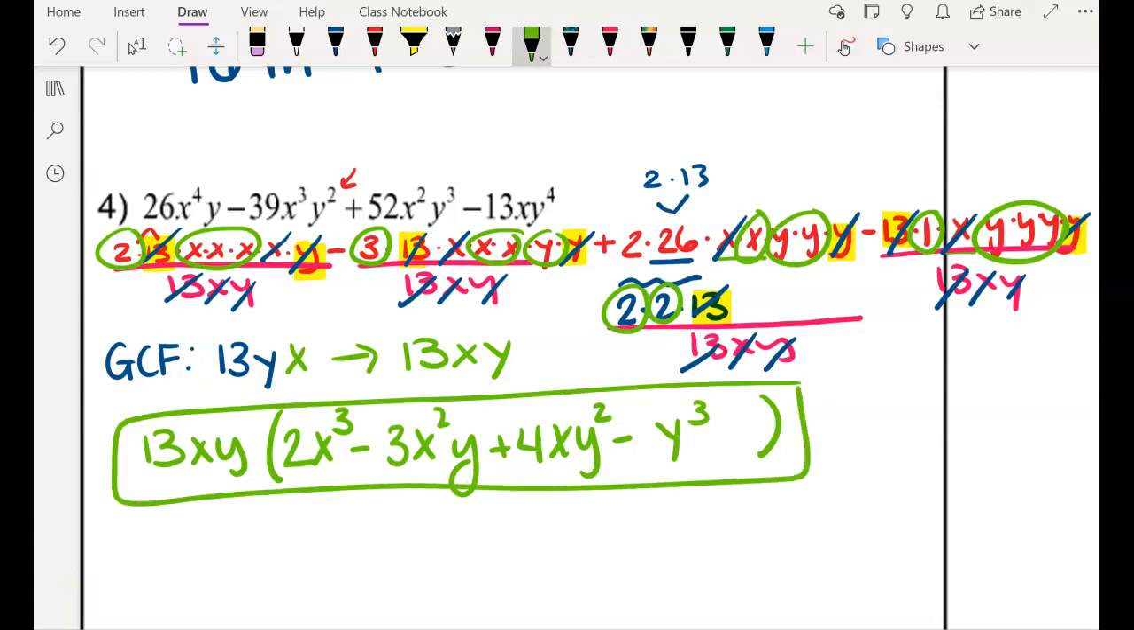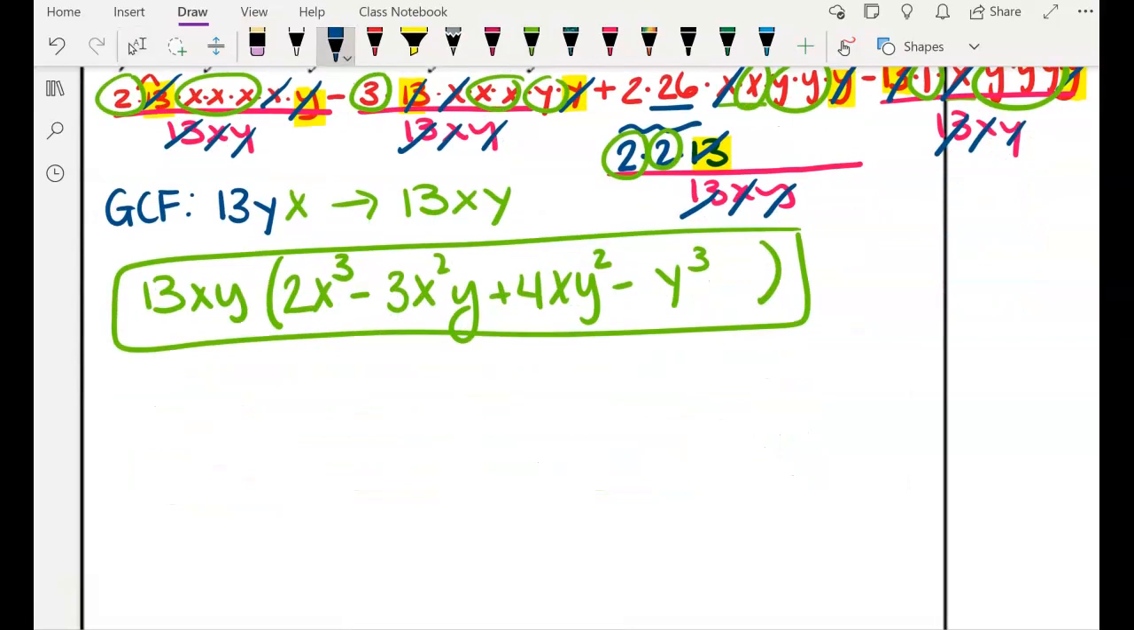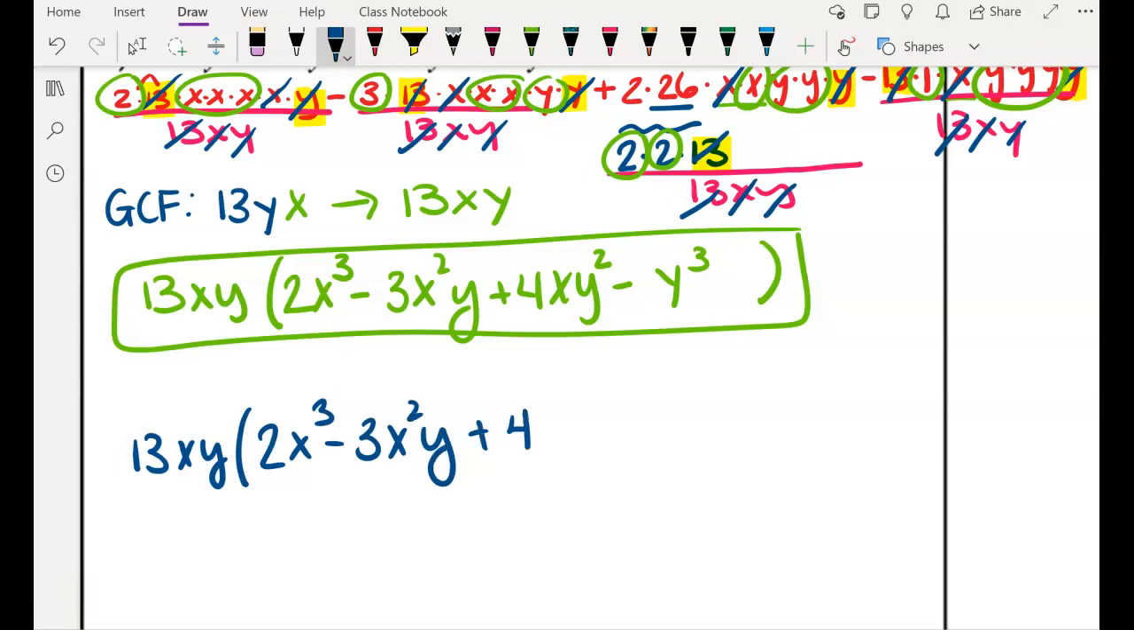Okay. Now let's see if, when we multiply this back, it will give us the same as our original. So 13xy times the quantity 2x to the third minus 3x squared y plus 4xy squared minus y to the third. Now, if you have a hard time seeing the powers, if you don't ever see a 1, just put a 1 right there. And even the leading coefficient, go and put a 1 just like that. So you are aware that, hey, those are really 1s, okay?